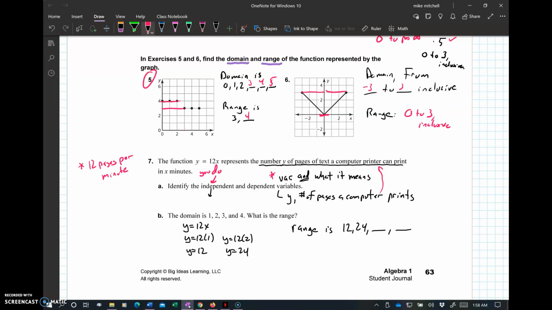Part B, they tell us the domain is 1, 2, 3, and 4. So y equals 12x. If I put in 1 for x, 12 times 1 is 12. I put in 2 for x, 12 times 2 is 24. Just looking at those right there. So my range is 12, 24. You've got to do the 3 and the 4, see what you come out with. And those are going to be the numbers of the range. The x is the input, the y is the range, and we are done.